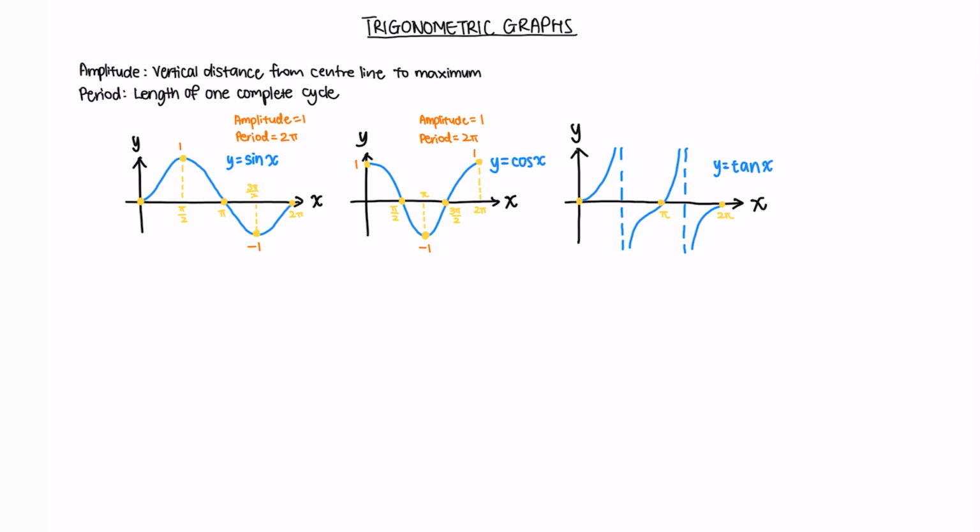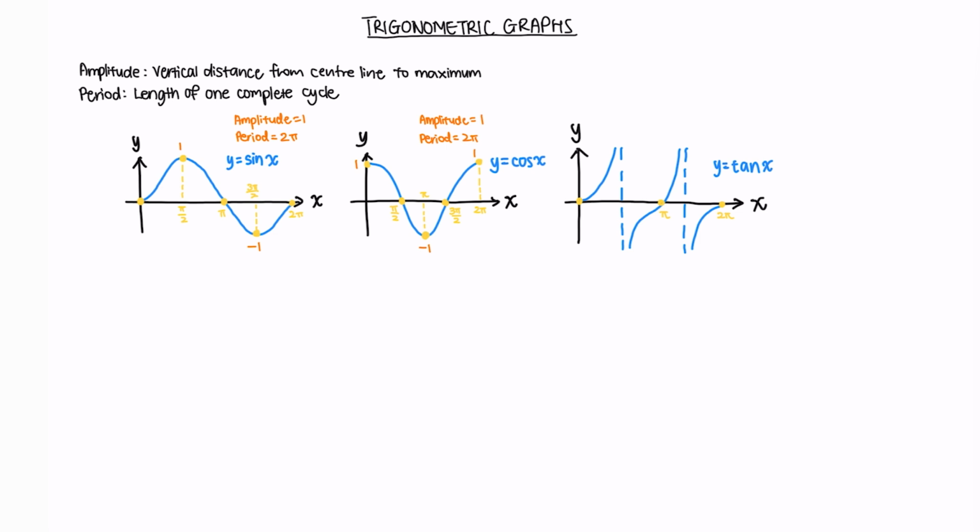The amplitude, which I'm going to highlight in green, is the vertical distance from the center line to the maximum. What does that mean? For this trig graph, we can see that the center line is over here. And this one, the center line is over here. The vertical distance from the center line to the maximum is 1, and hence the amplitude will be 1.